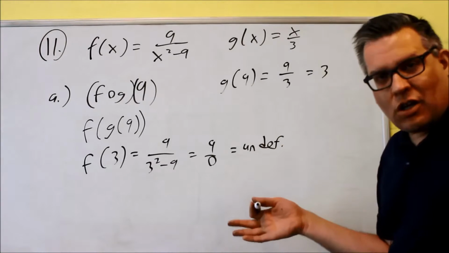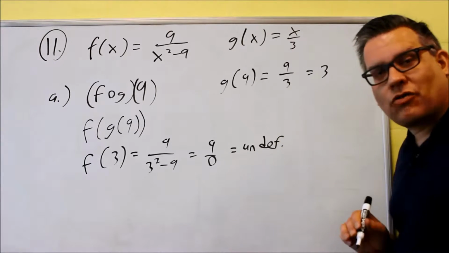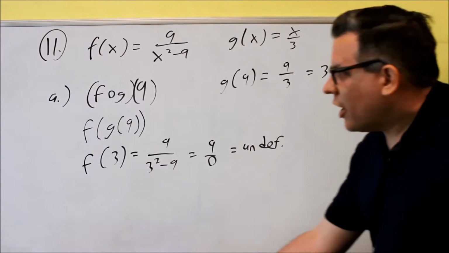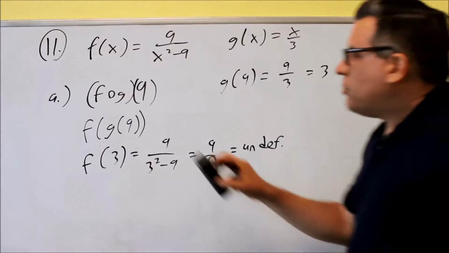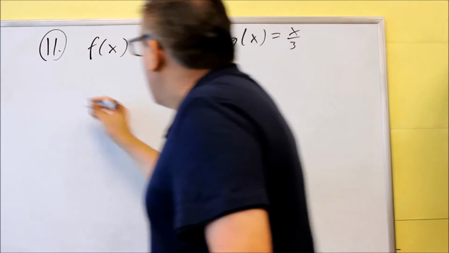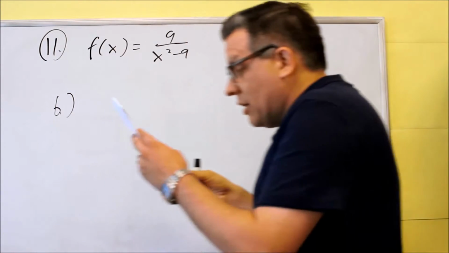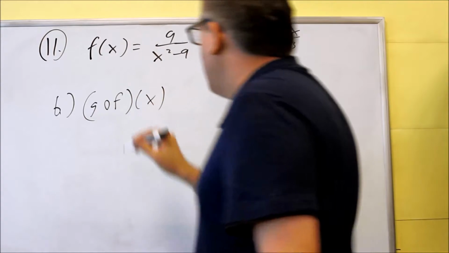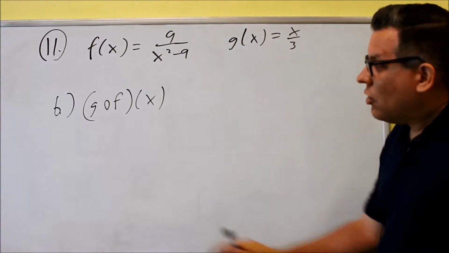So you're not always going to get an answer for these. Sometimes you might get an undefined answer. So 9 over 0, undefined. So that's part A. Okay, so part B we want to do is g of f of x. Okay, g of f of x.